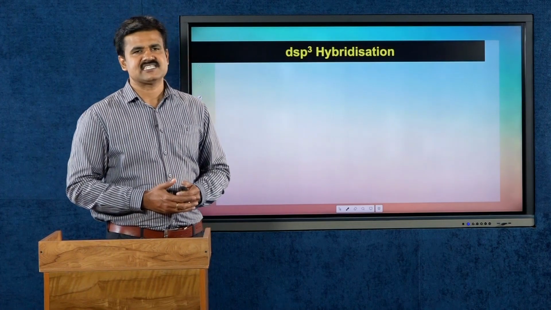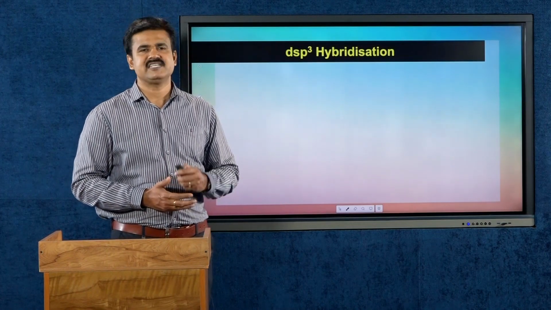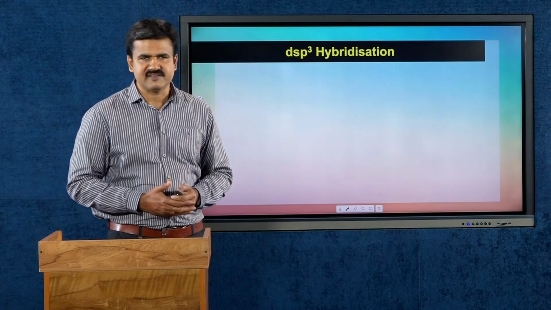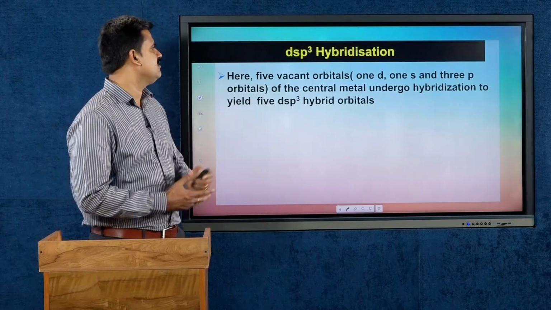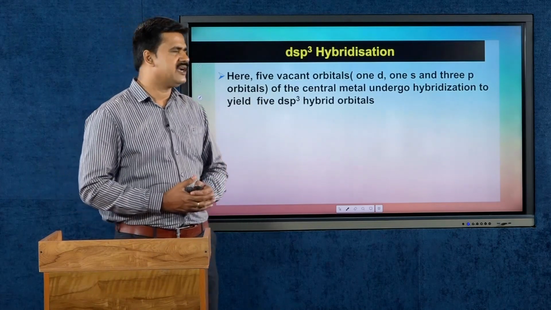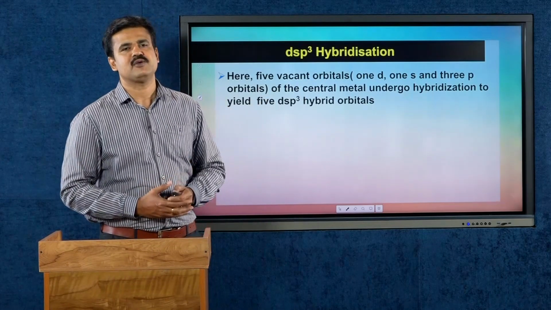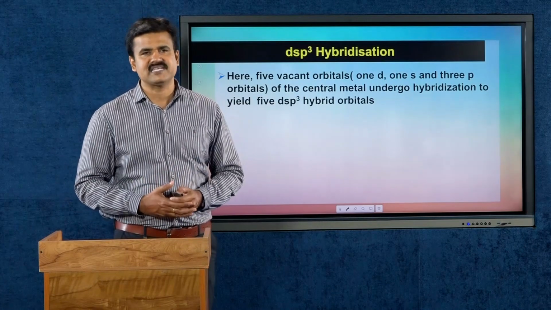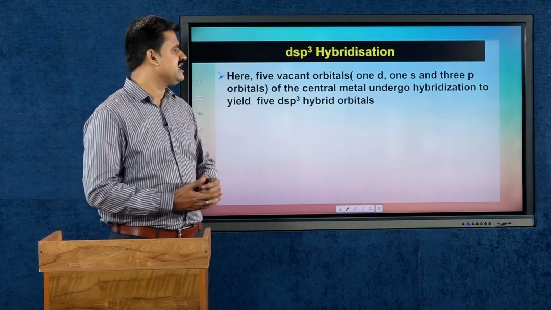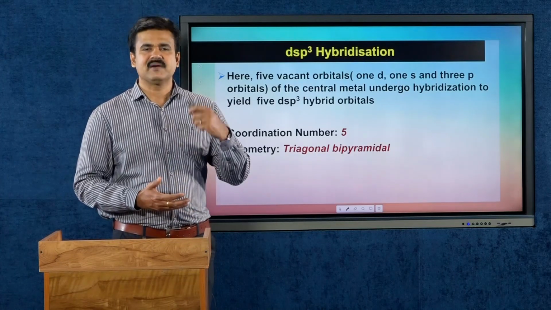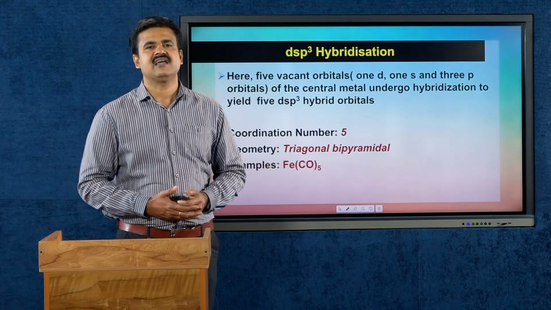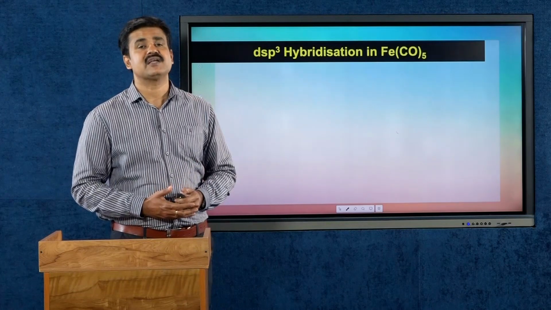Now another hybridization shown by coordination complexes, even though it is rare, we are discussing for the sake of convenience: that hybridization is dsp3 hybridization. Here 5 vacant orbitals, they are 1 d orbital, 1 s orbital and 3 p orbitals of the central metal, undergo hybridization to yield 5 dsp3 hybrid orbitals. Here the coordination number is 5, geometry will be trigonal bipyramidal, and a typical example is iron pentacarbonyl, Fe(CO)5.